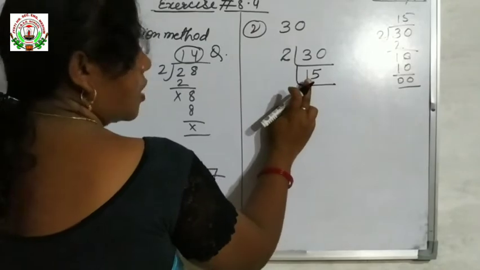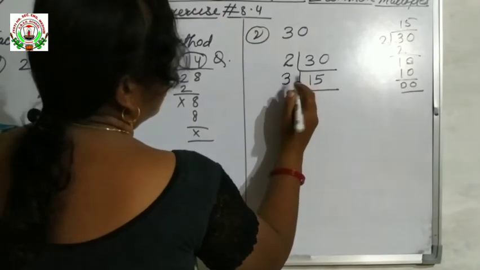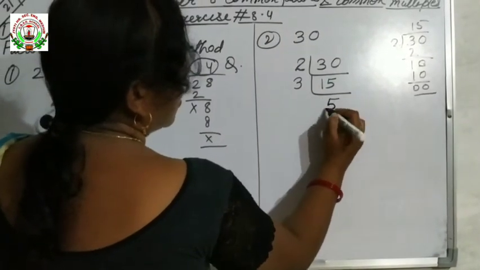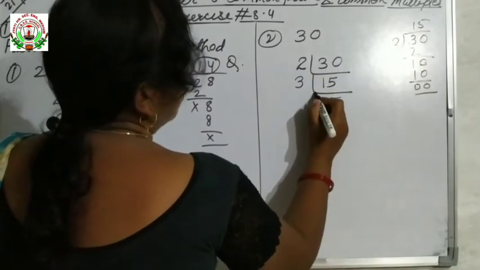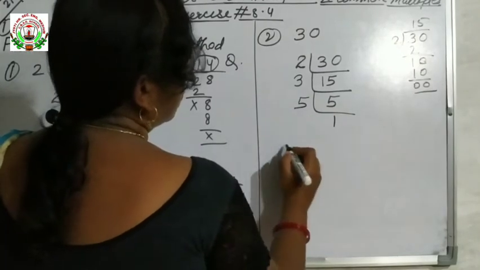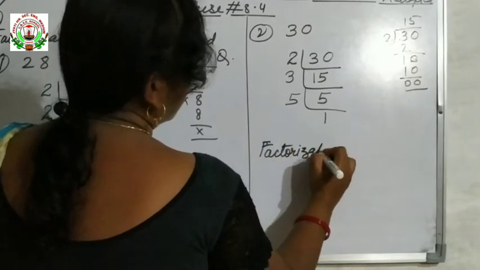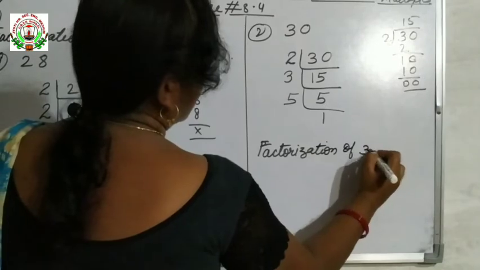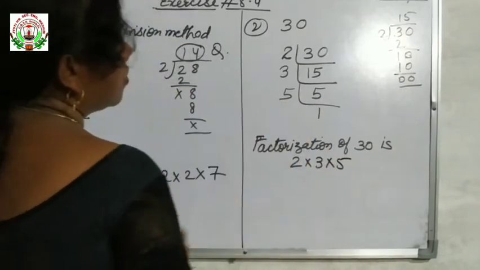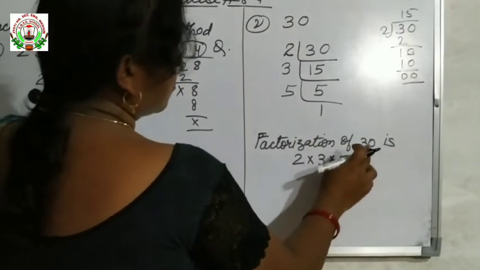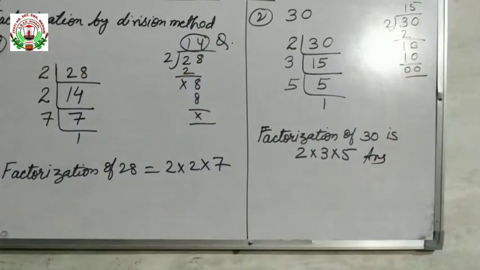This quotient you will write here. Again, it is not divisible by 2, so we will take the next prime number, which is 3. When you divide 15 by 3, 3 fives are 15. Write down the quotient you get. Understood? So now 5 ones are 5. So the factorization of 30 is 2 into 3 into 5. No need to write this 1. When you multiply, you will get it back. 2 threes are 6, 6 fives are 30. So this is the factorization method.